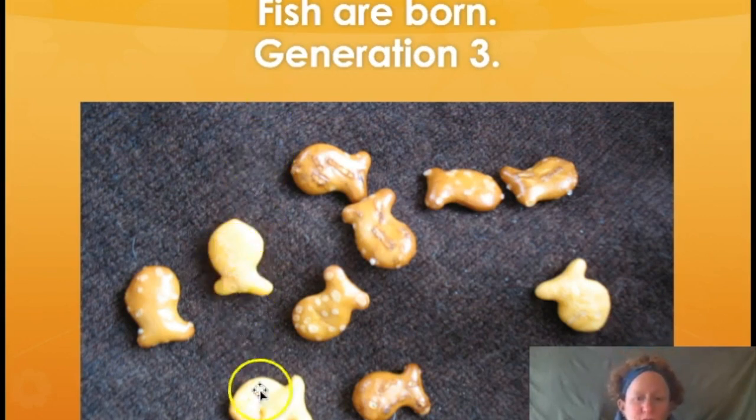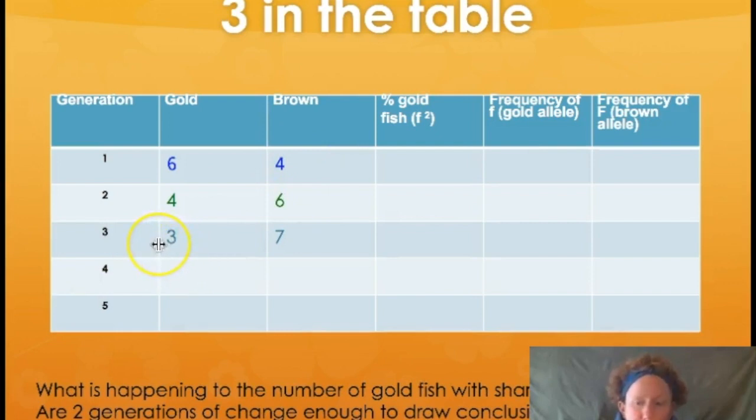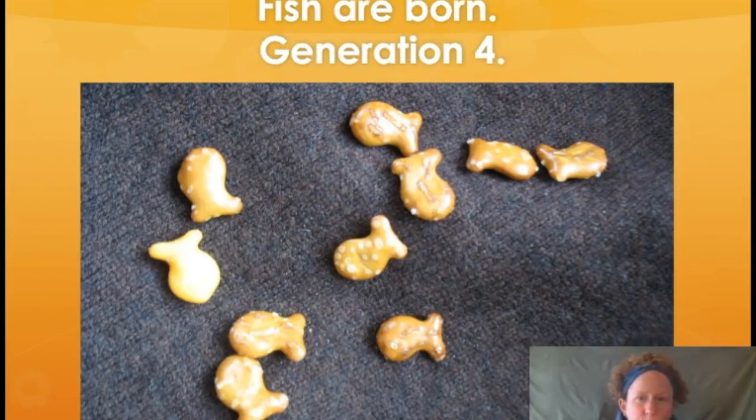This time we only have 3 goldfish left. So in our table, generation 3 is going to look like this. So again, after generation 3, we eat 3 tasty goldfish. Nom, nom, nom, nom. We're the hungry shark.